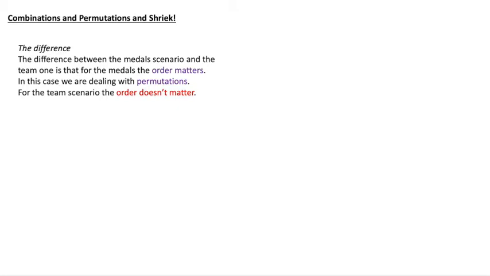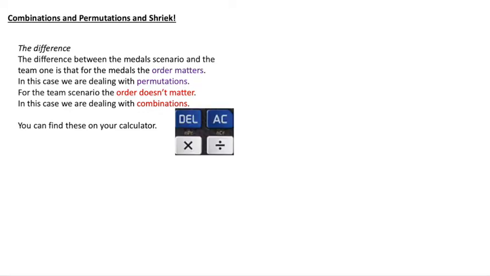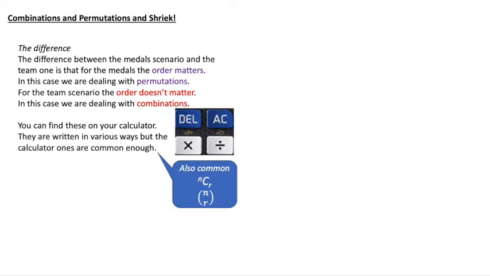It may matter a little bit at the time if you're being picked, but if the team list goes up and your name's on it, then it doesn't matter what order it is really. And in that case, we're dealing with combinations. And you can find these on your calculator. If you look with the times and the divide buttons, you've got nPr, which is permutations, and nCr, which is combinations. And they can be written in various ways, but the calculator way of writing it is common enough.